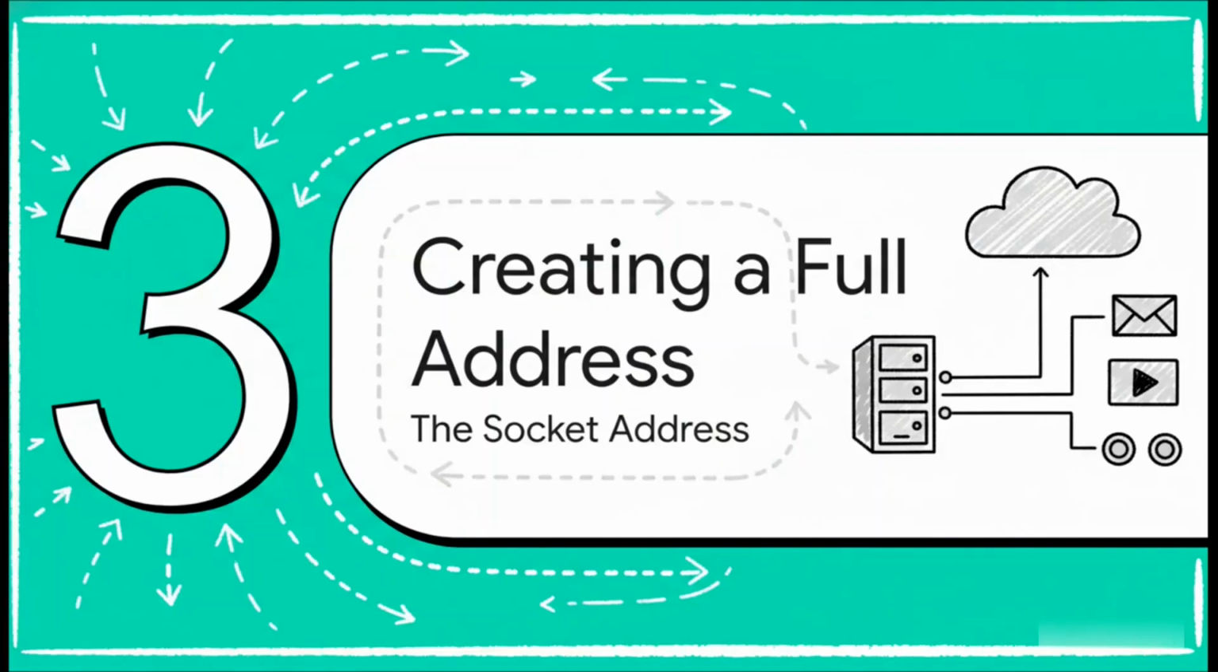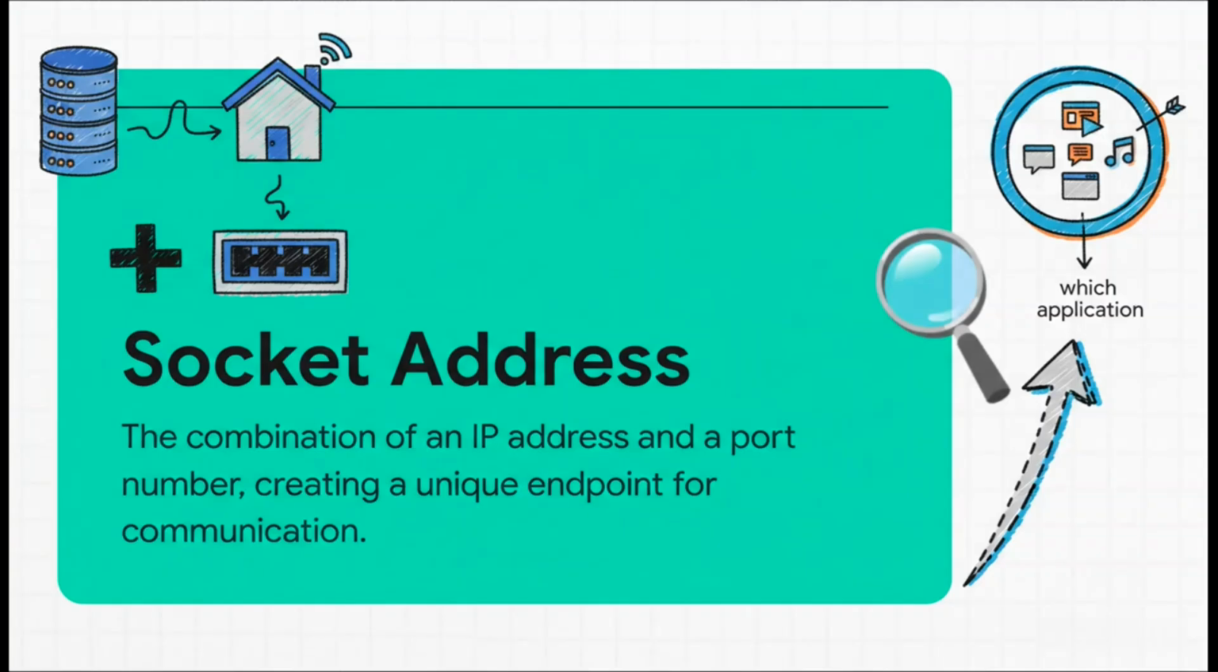So you see, neither the IP address nor the port number is quite enough on its own. It's the combination of the two that creates a complete, totally unambiguous address for any communication on the network. And when you combine an IP address with a port number, you create what's officially known as a socket address. That right there is the complete, unique endpoint that specifies not just which computer to talk to, but which application on that computer to talk to.